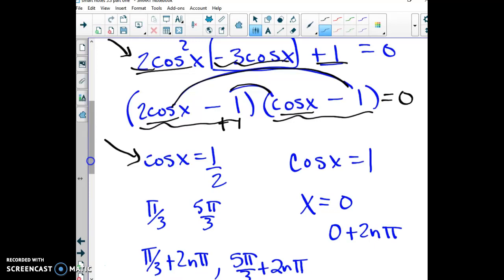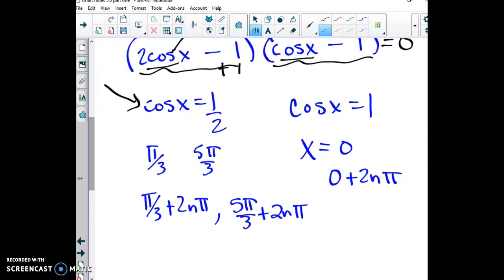So we're evaluating what angle has a cosine of 1/2. We know that to be pi over 3 and 5 pi over 3. And it didn't specify any particular interval, so we know that we're going to add 2n pi to each one of those. Cosine x is equal to 1 when x is 0. So we see our 3 solutions at the bottom.